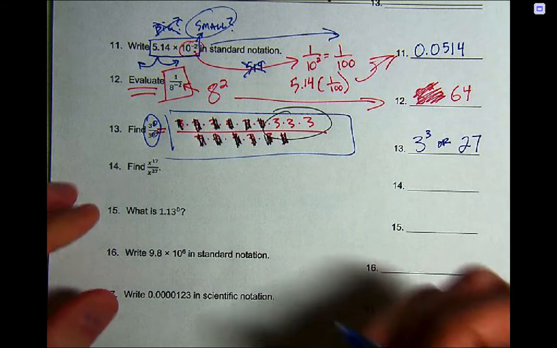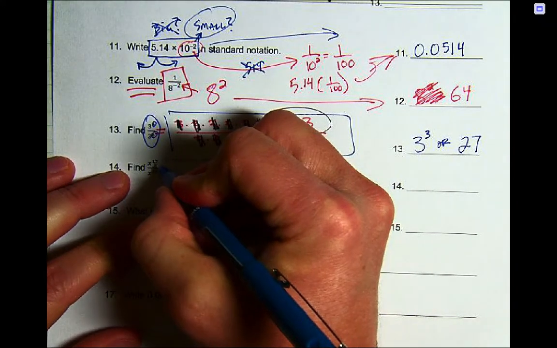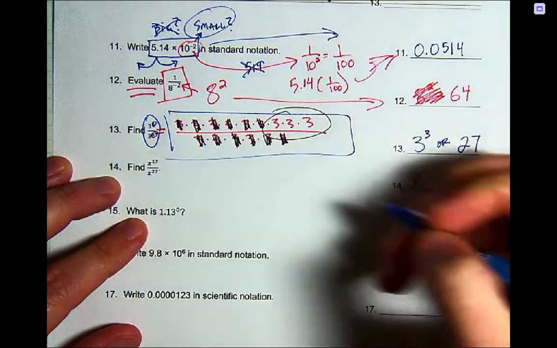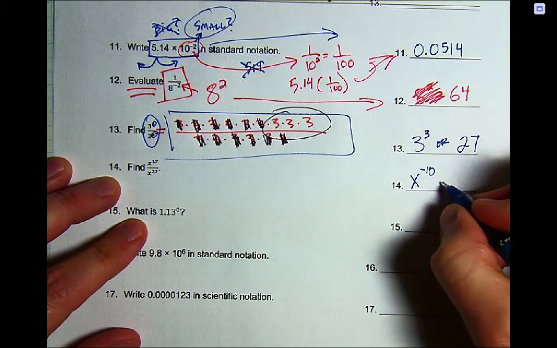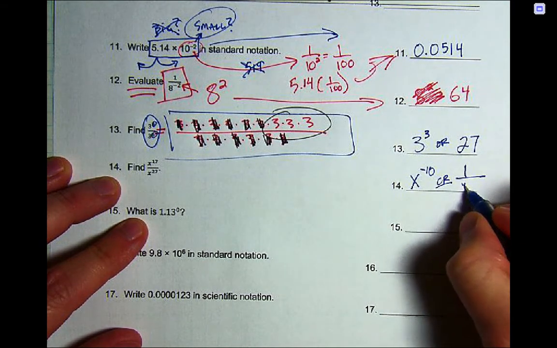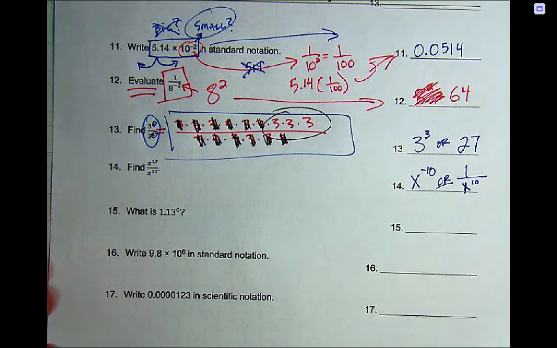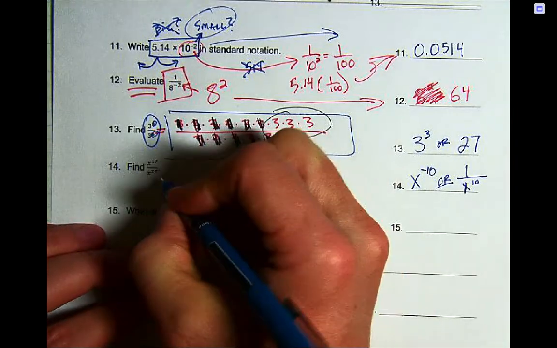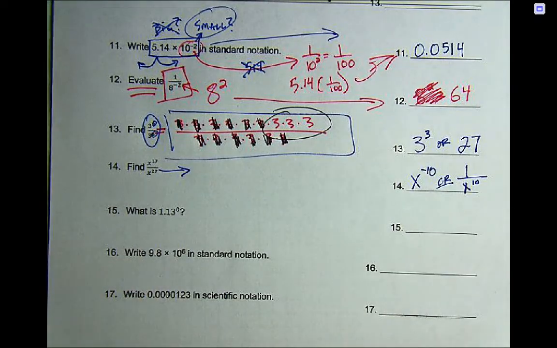Okay, on number 14, when I do my 17 minus 27, what am I going to have? X to the negative 10. So that means we could write it that way, or we could write it x to the 10th in the denominator like that. Could you, when in doubt, write it out on there? Yeah, you're going to be writing a lot of X's and doing a lot of matching and scratching. But go for it if you need to.